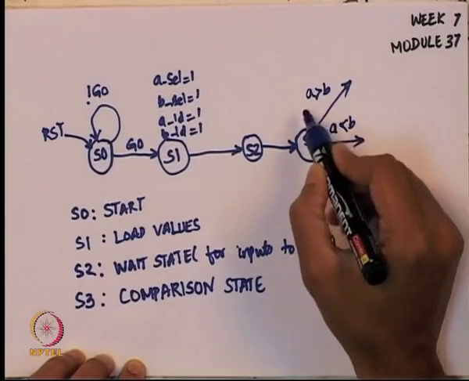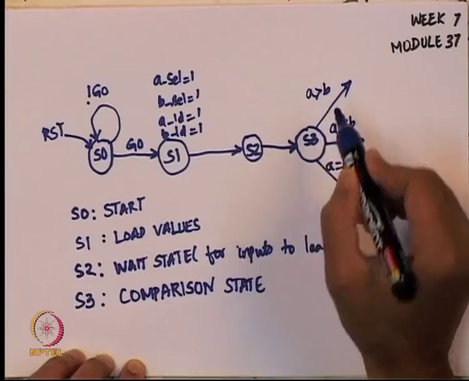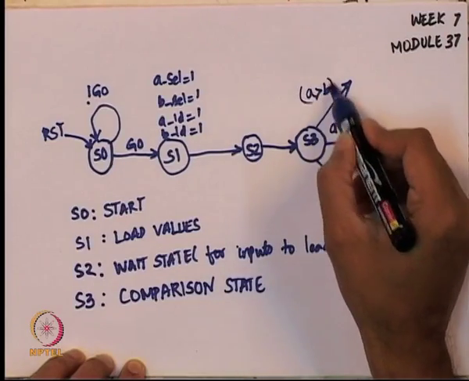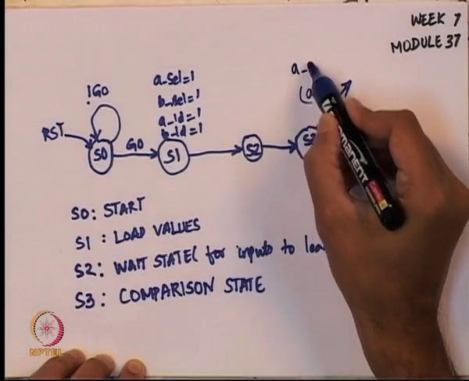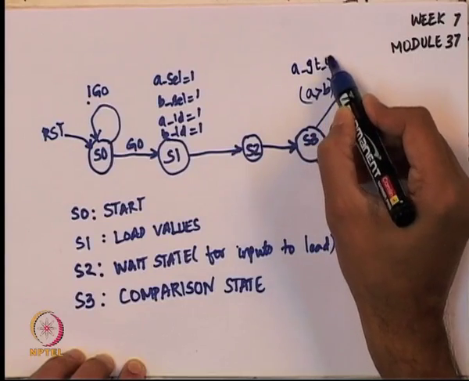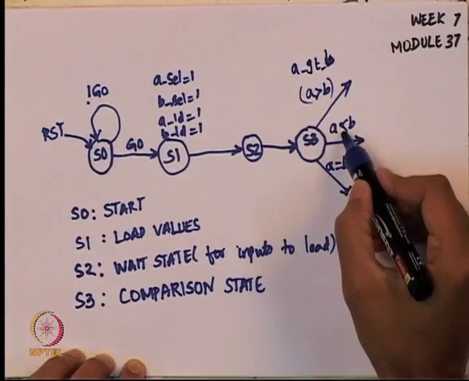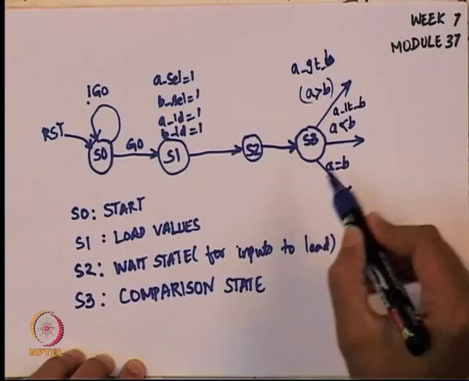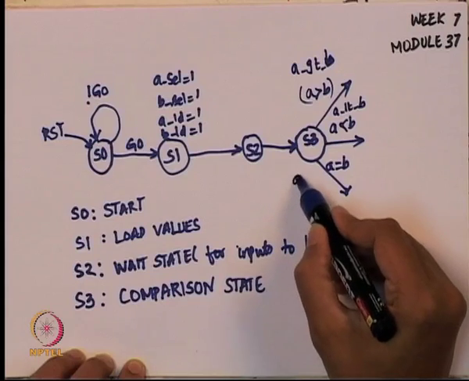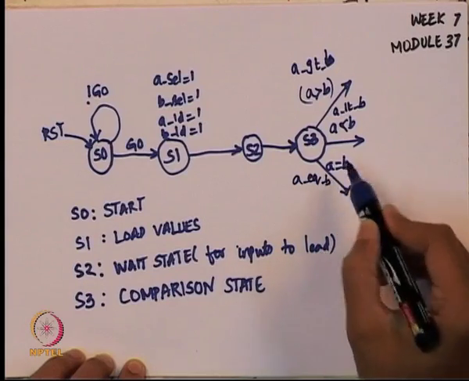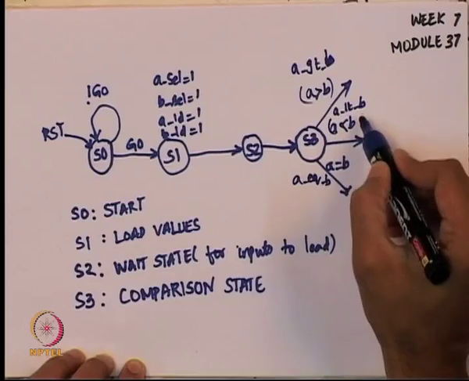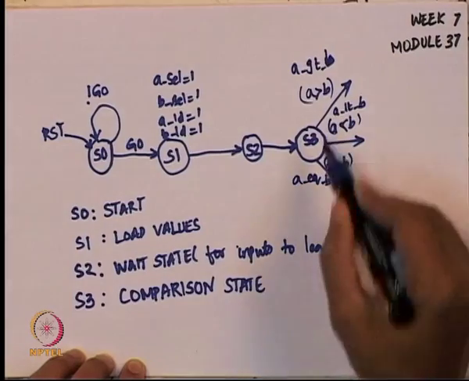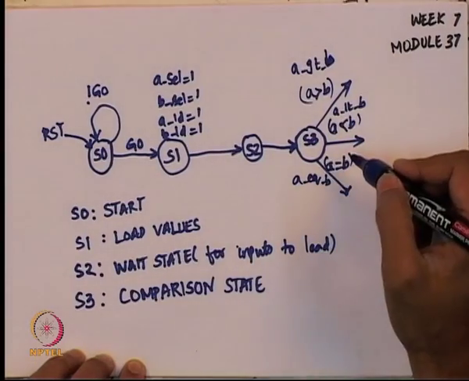So, these are not the inputs directly. This is actually given by the condition that we have an input line called A greater than B. For A less than B, we have a wire called A less than B, and for equal, we have a line called A equal to B. So, the meanings of that are in the bracket. For each one of them I am supposed to do a different thing.